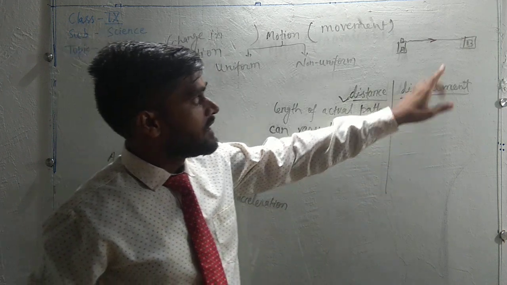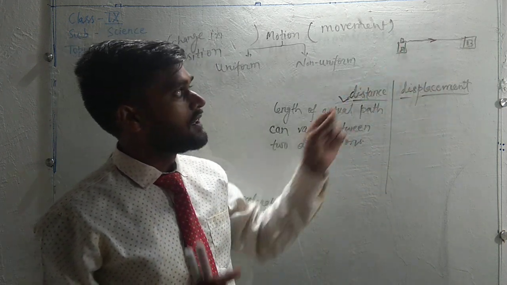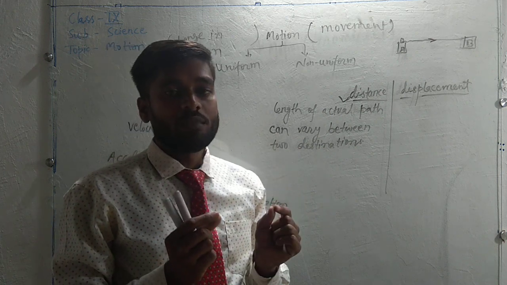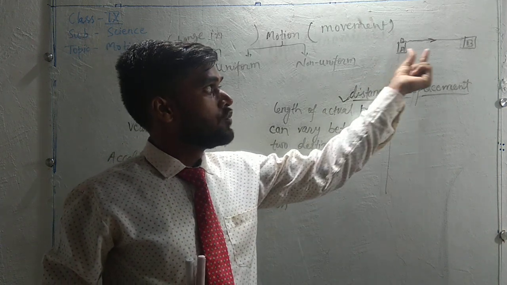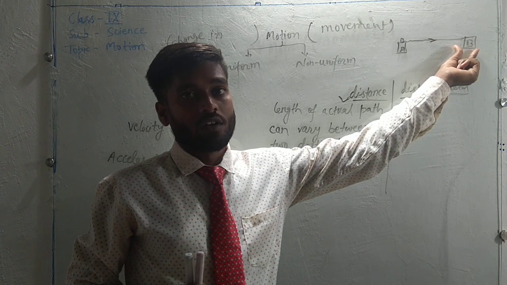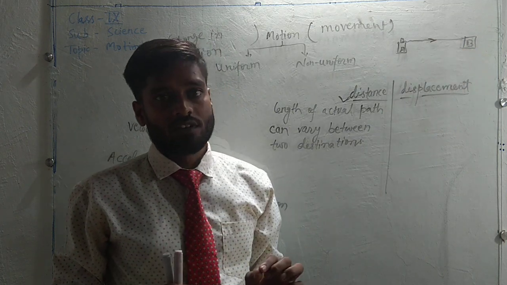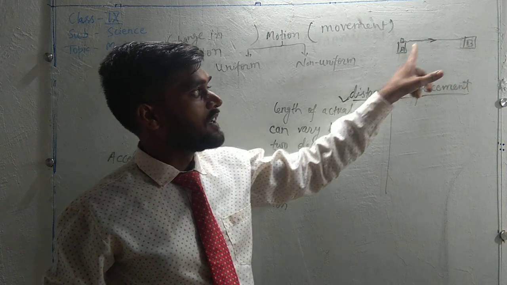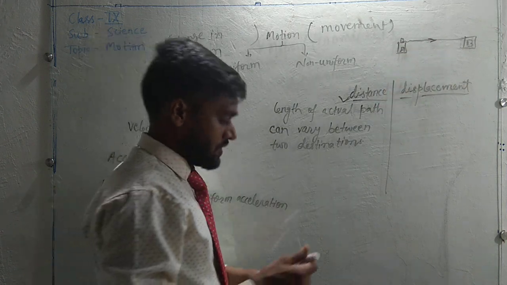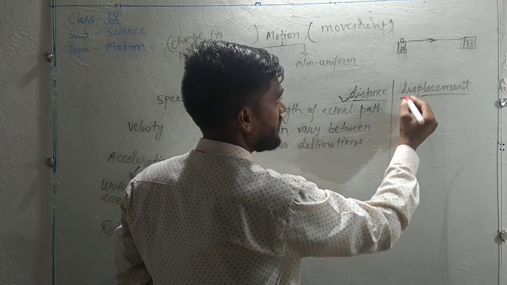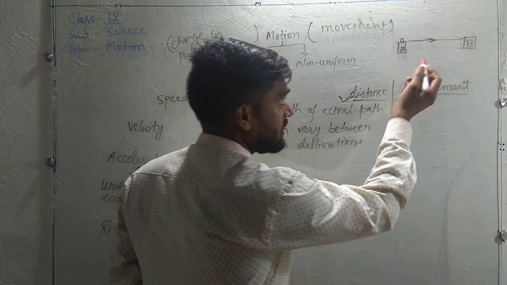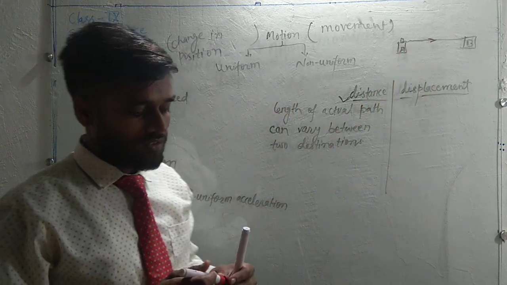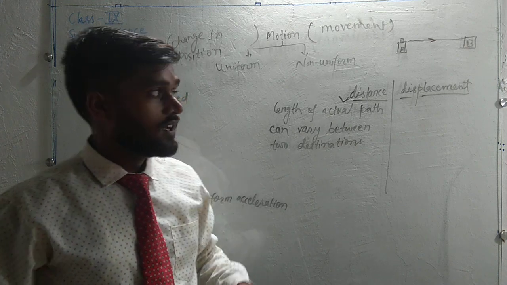You can define displacement as the shortest, the minimum distance between two points, which can never change. That distance is called what? Displacement. So displacement, it doesn't matter how many paths there are.